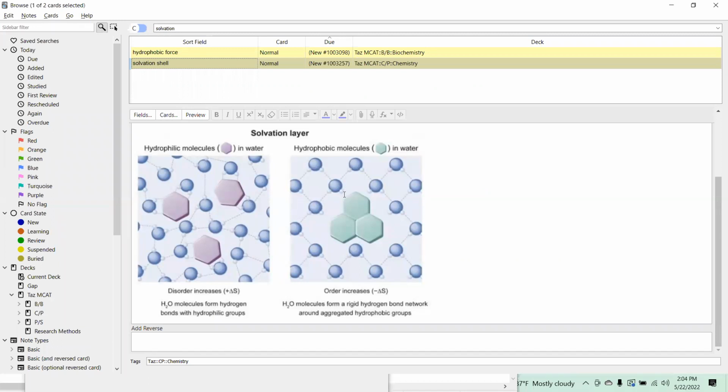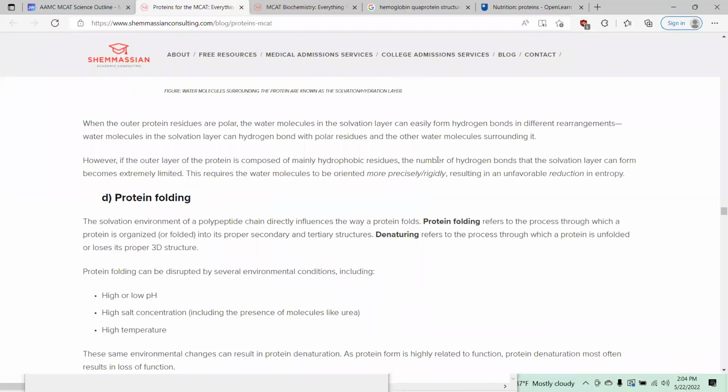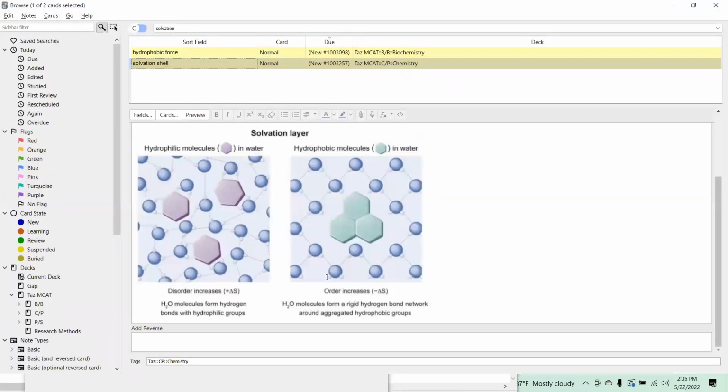It can't freely bond wherever it likes. Look at this oxygen right here in the corner. It's not getting to bond to this hydrogen here in the corner. It's not getting to bond to anything. Whereas these guys are all maximally bonded as much as they want. So the number of hydrogen bonds that the solvation layer can form becomes limited. This requires the water molecules to be oriented more precisely and rigidly, resulting in an unfavorable reduction in entropy, a reduction in disorder, right? That's what we see here. This has become more ordered, and this is less ordered.